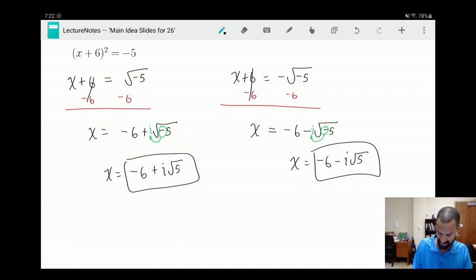Now you may see this notation. That just is the shorthand way of writing both of them, right? You have the plus and you have the minus because that's the only thing different between the two. Okay, so that's also a way to do it.